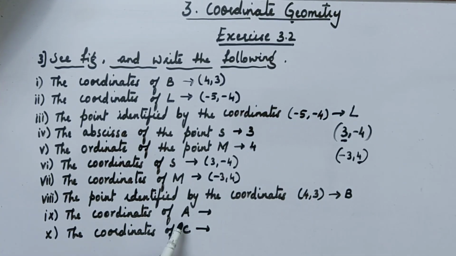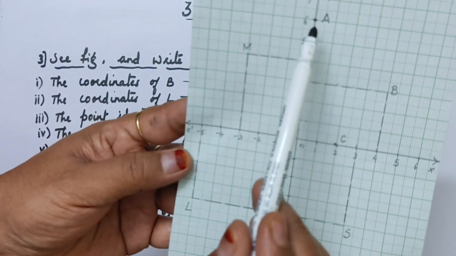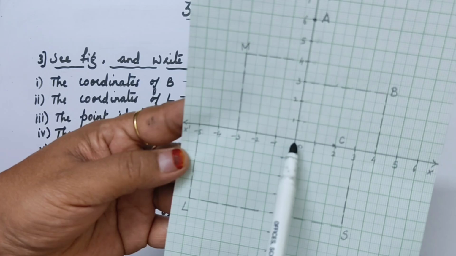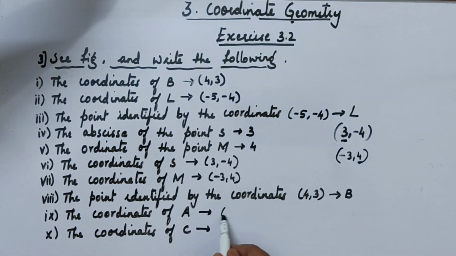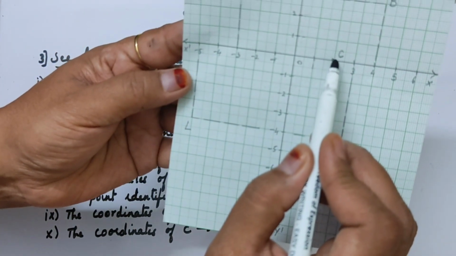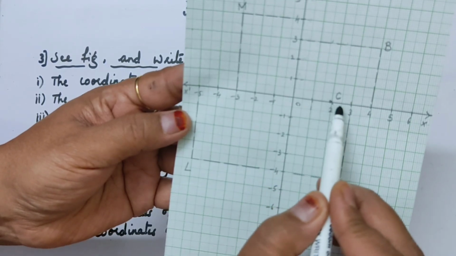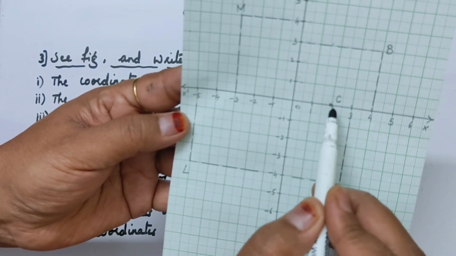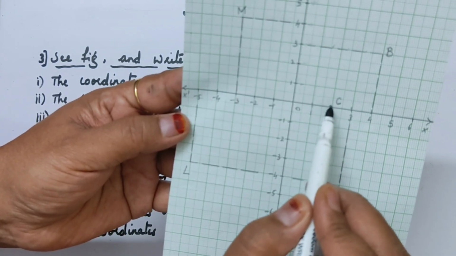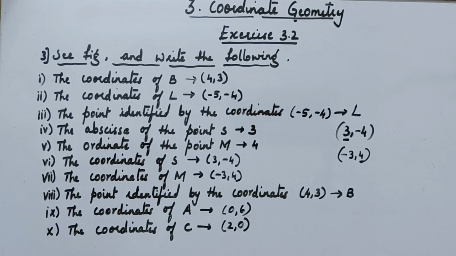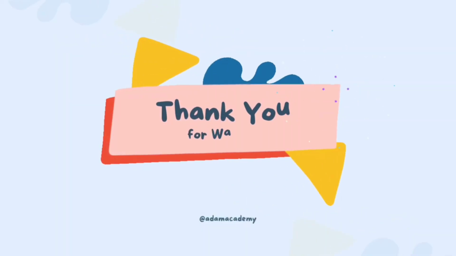The coordinates of A. A is here, students. X-axis is 0, y-axis is 6. So 0, 6. The coordinates of C. See, it is only lying on the x-axis, students. So x is 2 and y is 0. 2, 0. I hope this is clear to you all.